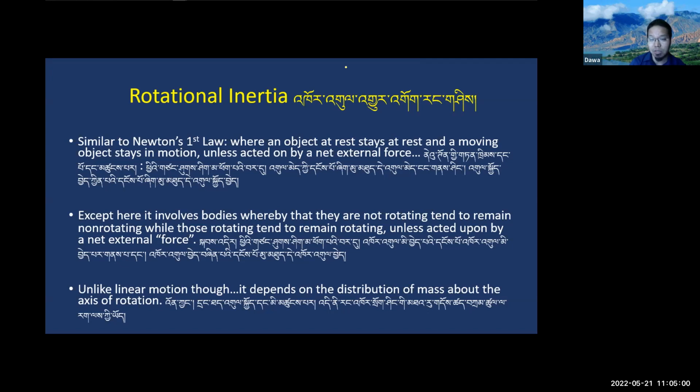I can rotate the pen about an axis near the center.